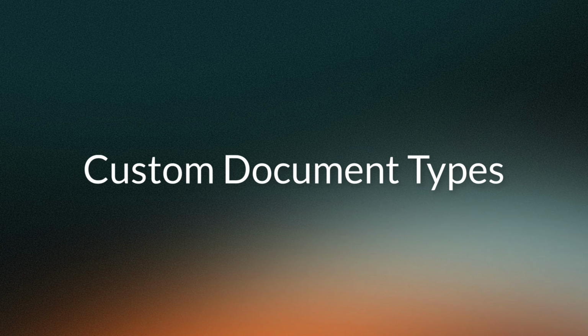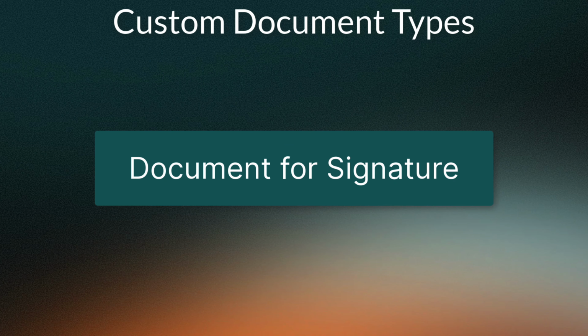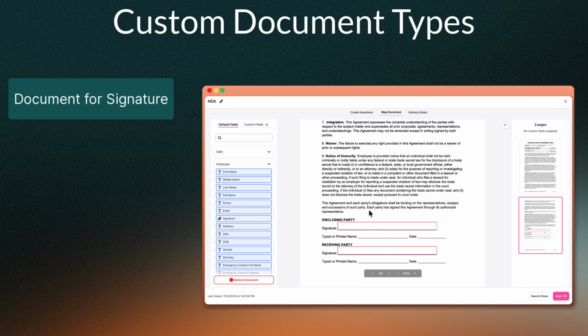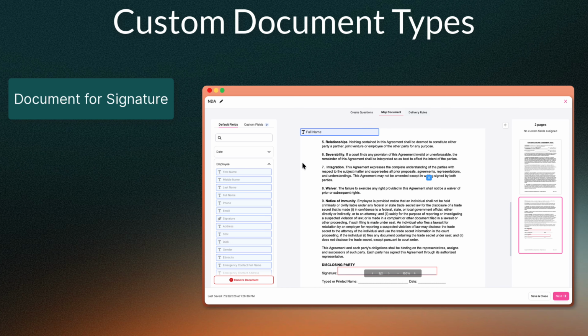The Custom Document Builder supports 3 types of documents. First, Document for Signature, which uses data that's already in the system, like employee profiles or project onboarding info, to auto-populate a document and collect a signature, like NDAs or union work referral fee checkoffs. No manual data entry is required.